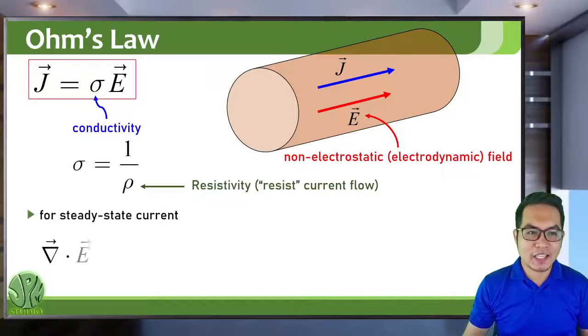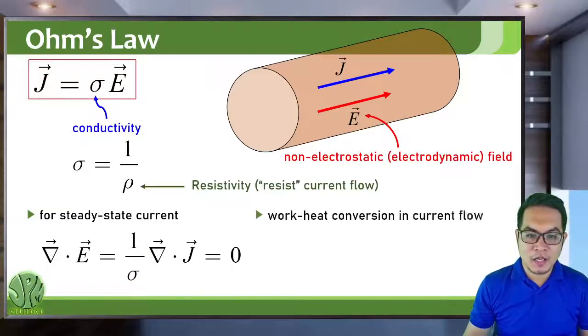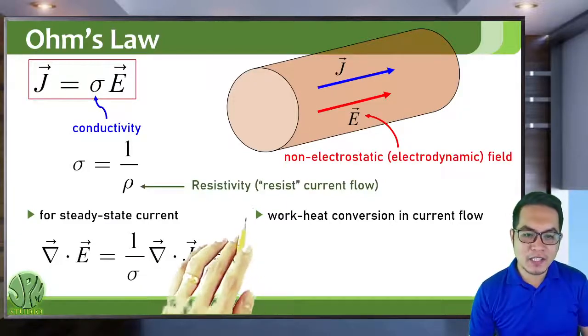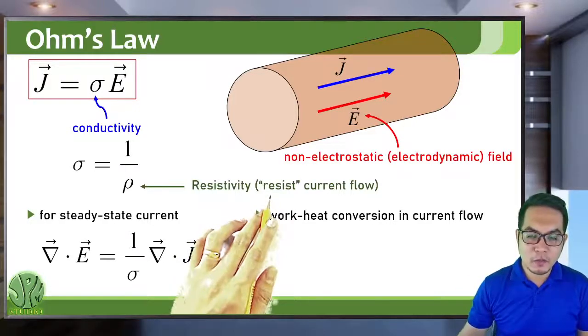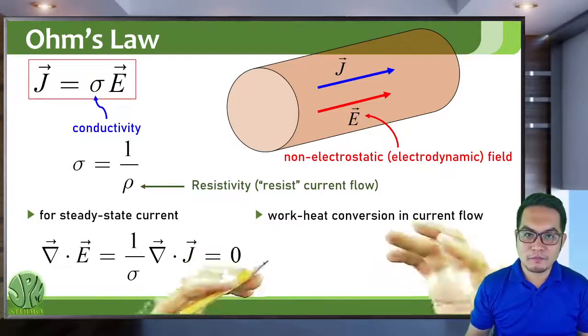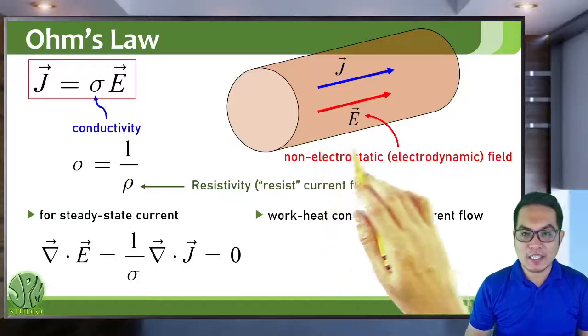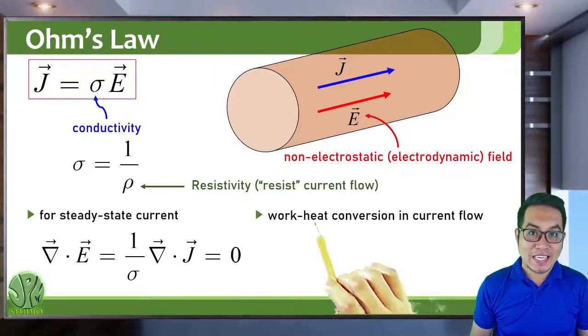So if you have a steady state current, the electrodynamic field is actually non-diverging, meaning its current density is also non-diverging. So it has a uniform direction. If current is flowing in a material, and since every material has a resistivity, then there will be some degree of resistance to how the charges flow through the material. And when a material resists the current flow, some of the energy of the current will be converted into heat.